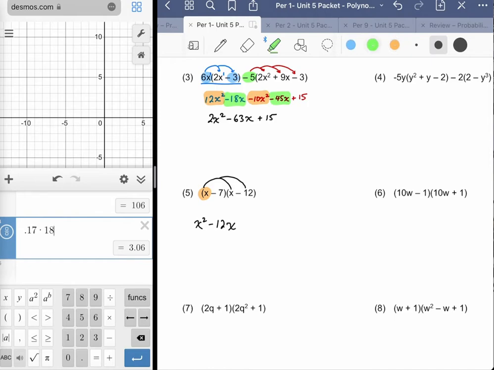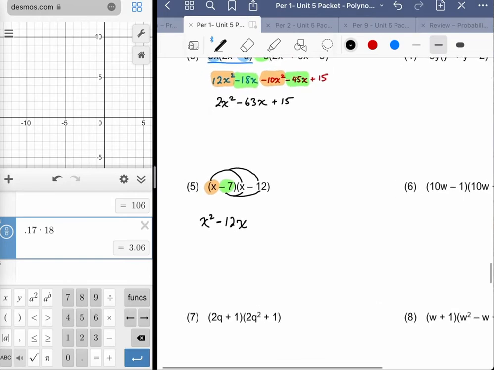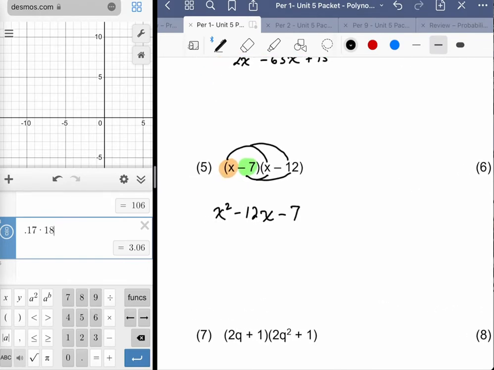All right. Then I do the same thing with the negative 7. Going to run that through the other binomial using multiplication. The negative 7 gets multiplied by the x, giving us a negative 7x. The negative 7 gets multiplied by a negative 12, which gives us 84, I think. Little multiplication tables. We're going to work on a geometric way of looking at this tomorrow, but for now it's just a skill.